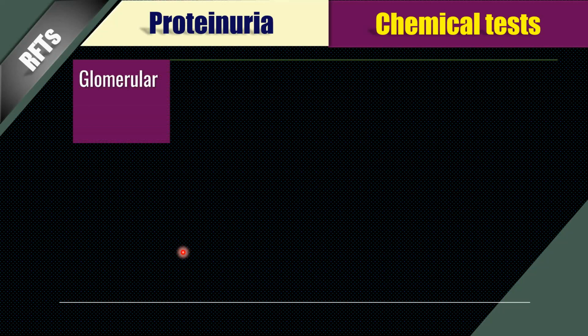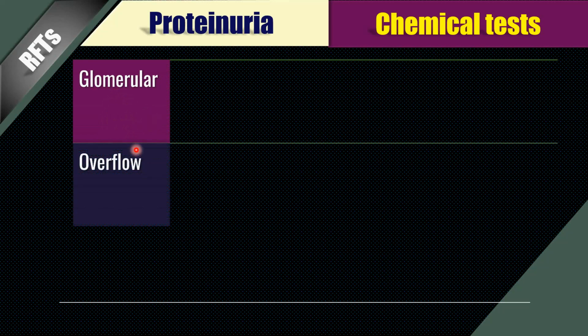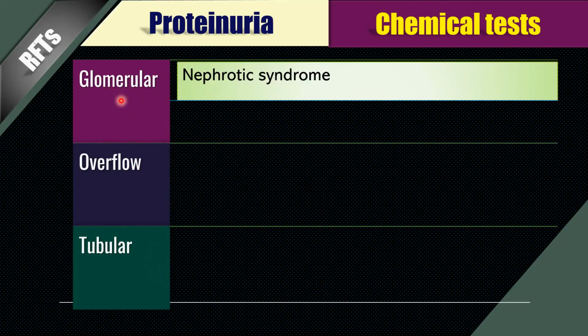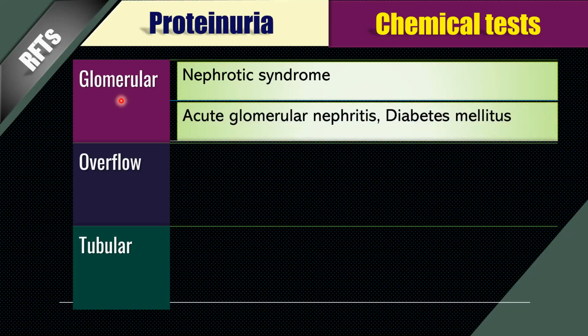Proteinuria could be divided into three categories: glomerular proteinuria, overflow proteinuria, and tubular proteinuria. Glomerular proteinuria might be due to nephrotic syndrome, where there is damage to the basement membrane, so proteins leak into the tubules of the nephron. Another cause is acute glomerulonephritis. Again there is a leaky glomerulus, damage to the basement membrane. And diabetes mellitus. In diabetes mellitus, there is hyperglycemia, which increases vascular permeability.